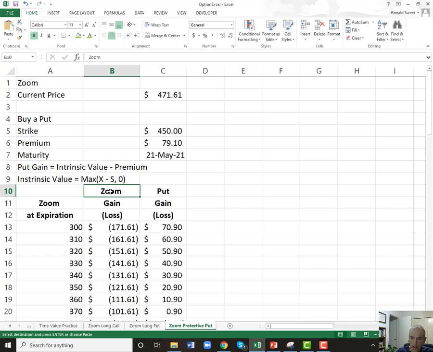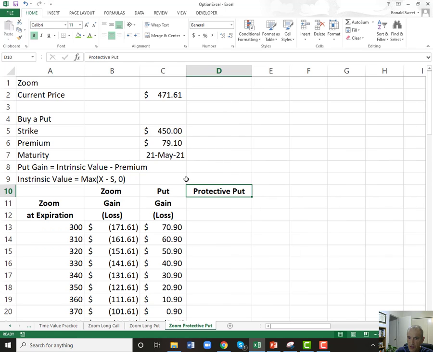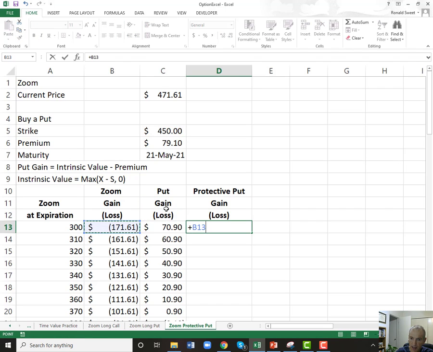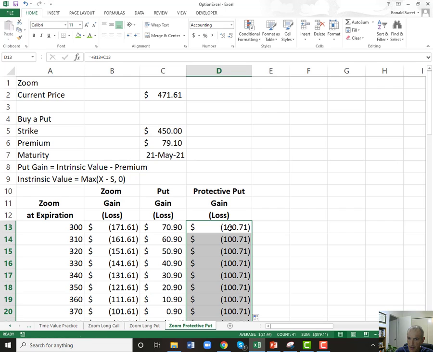And so there's the gain on Zoom stock. There's the gain on the put. Remember, a protective put, very, very simple. All you got to do is put two things together. It's just the stock plus the put. So really, really simple. You just add them across. And the most we can lose is 171.